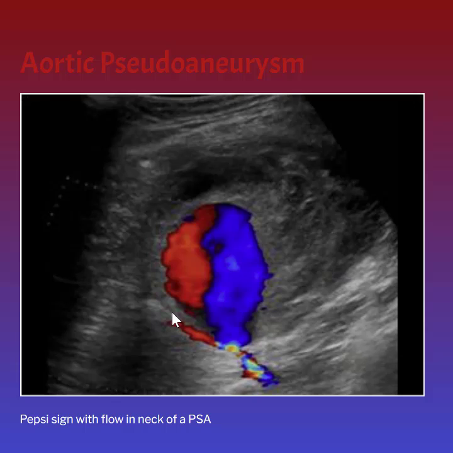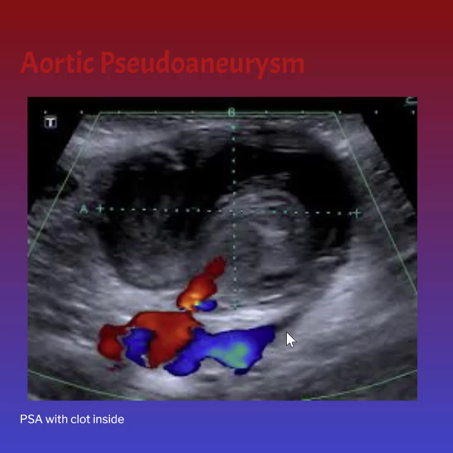So here's an example of a pseudoaneurysm. We can see the to and fro flow depicted by the colors going towards and away. And so you can kind of see how this represents that Pepsi sign, or sometimes they call it the yin-yang sign. On the posterior side then, we can see the neck traveling towards the femoral artery. Here's an example of a pseudoaneurysm that has clot within it, so this has been successfully shut down.